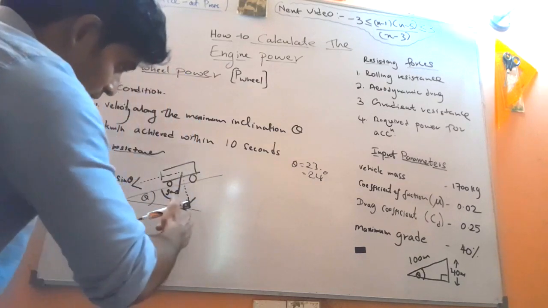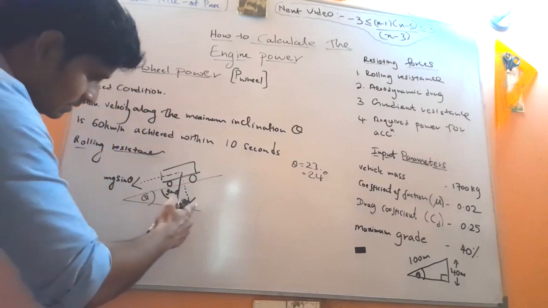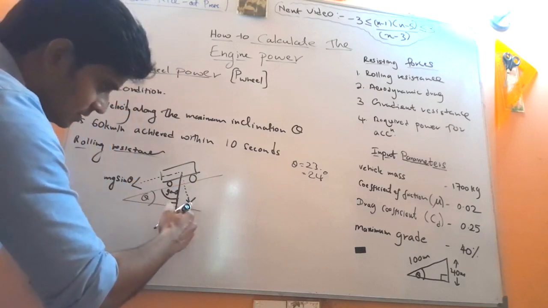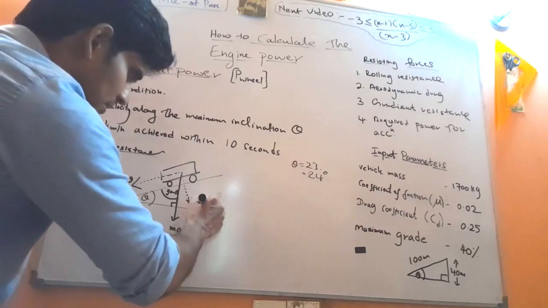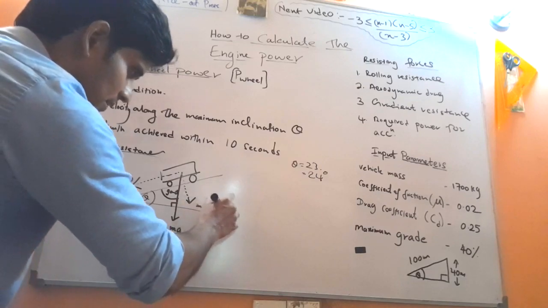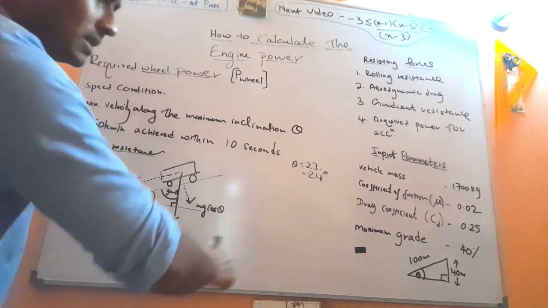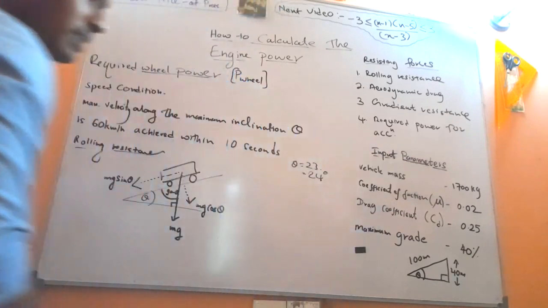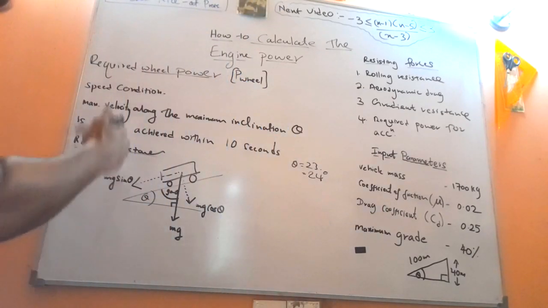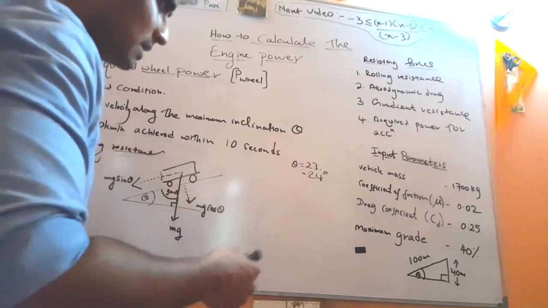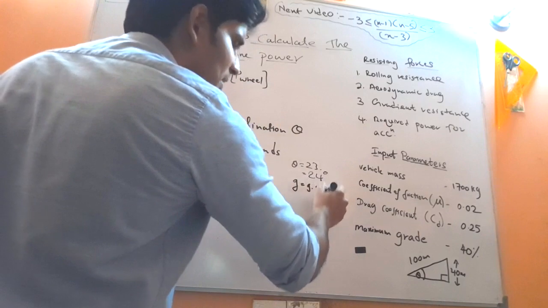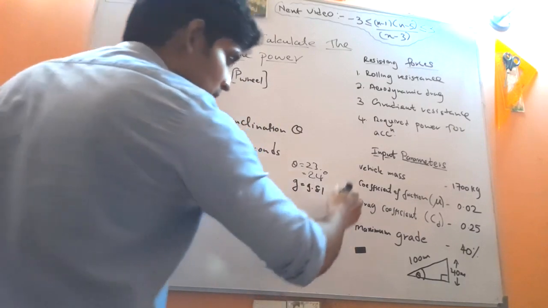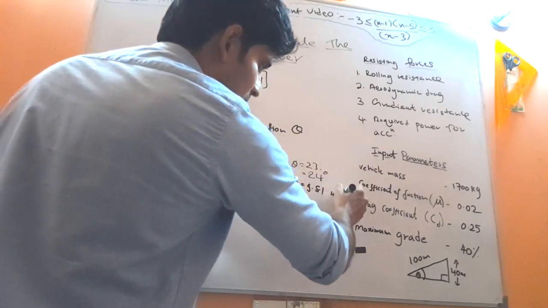Then what is this component? Mg sin(90 minus theta), right? This vertical component is Mg sin(90 minus theta), that means Mg cos theta. M we already know, that is 1700 kilograms. But as this is a vehicle dynamics based calculation, better consider g as 9.81 meters per second squared.